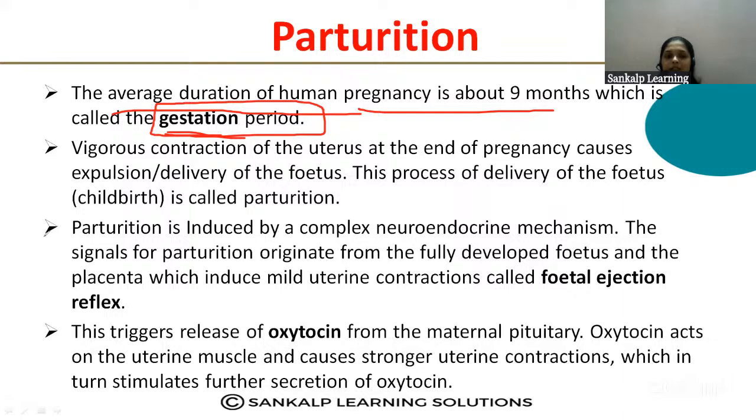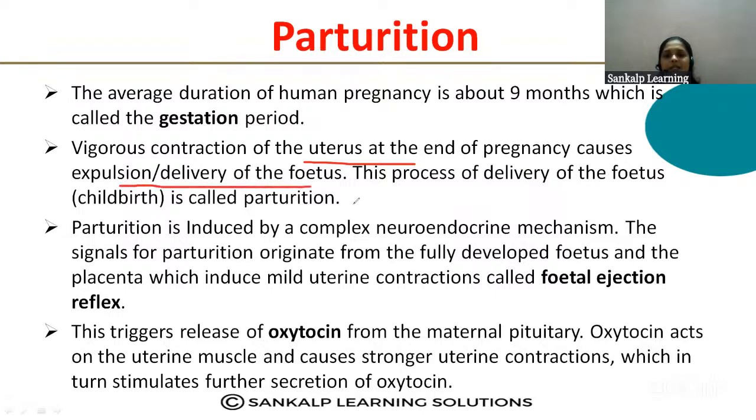So after the 9 months, what happens? Vigorous contraction of the uterus takes place. The contraction of the uterus causes the expulsion or delivery of the fetus, the process of the delivery of the fetus, that is called parturition. So parturition is nothing but the delivery of the baby from the mother's uterus.